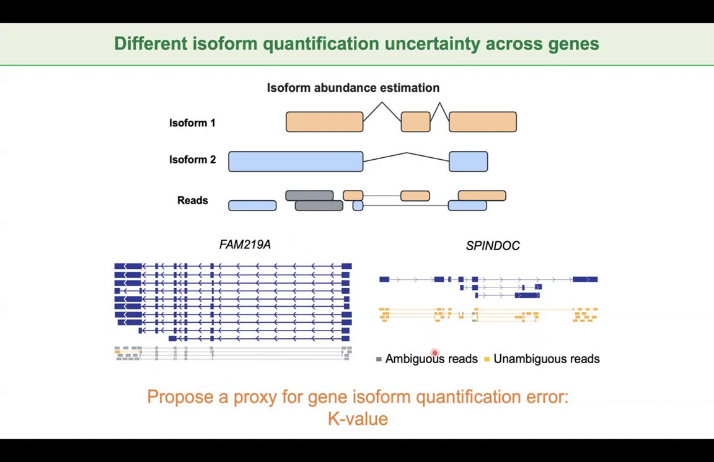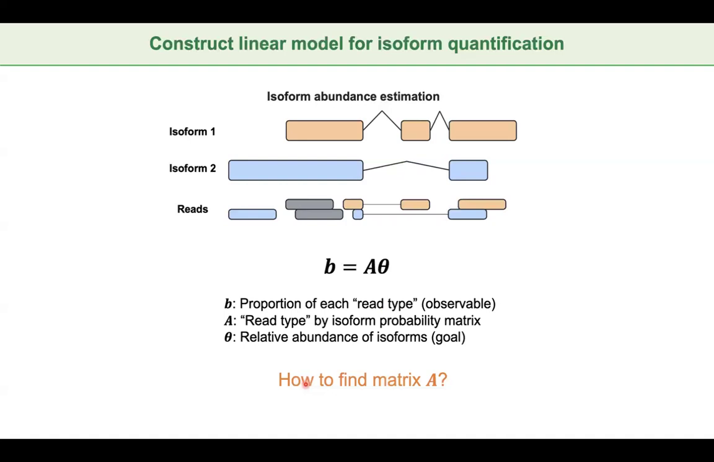Then how can we figure out which gene will have larger error in quantification? In this study, we propose k-value, which is a proxy for the gene isoform quantification error. To evaluate the estimation uncertainty and quantification error, we first construct a model for isoform quantification. Considering the difference between ambiguous reads and unambiguous reads, different reads may contain different information about the quantification. We need to categorize the reads into different types, and each type of read should contain similar information.